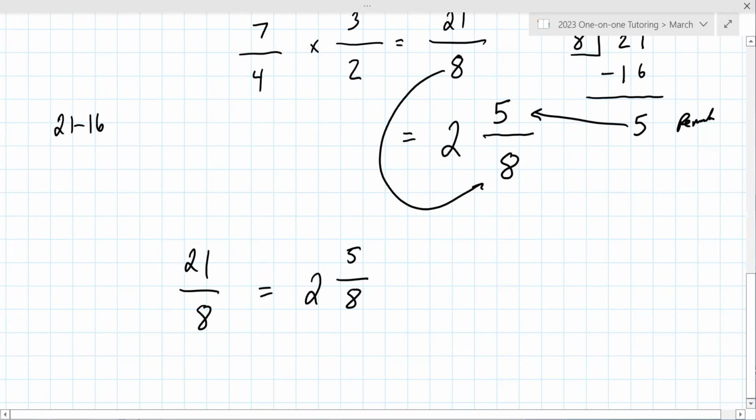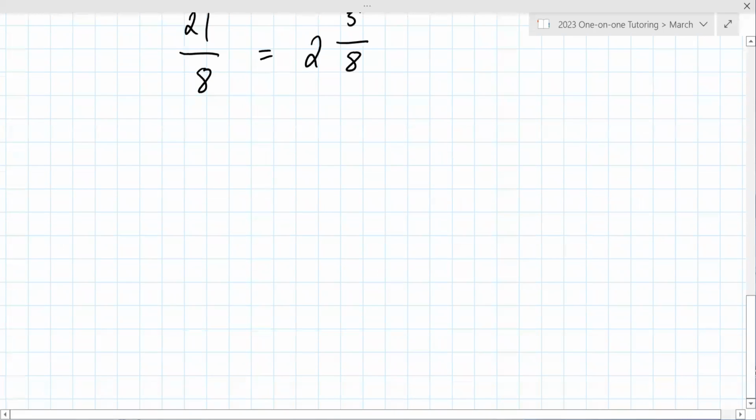So let's do another one here. 13 over 5. You take 5 outside the house, 13 inside the house. How many times does 5 go into 13? Is it 3 times? 5 times 3 is 15. That's too large.